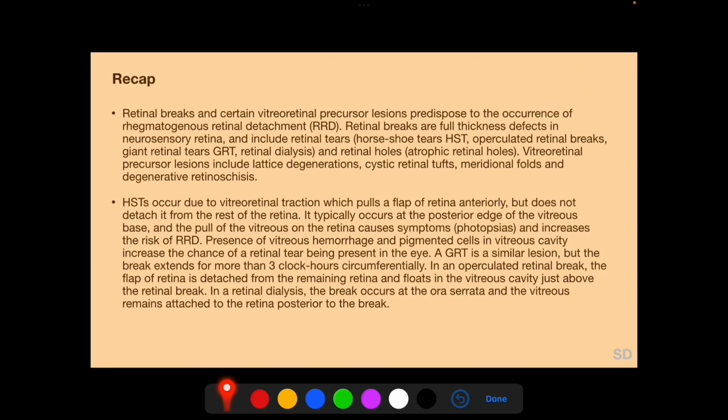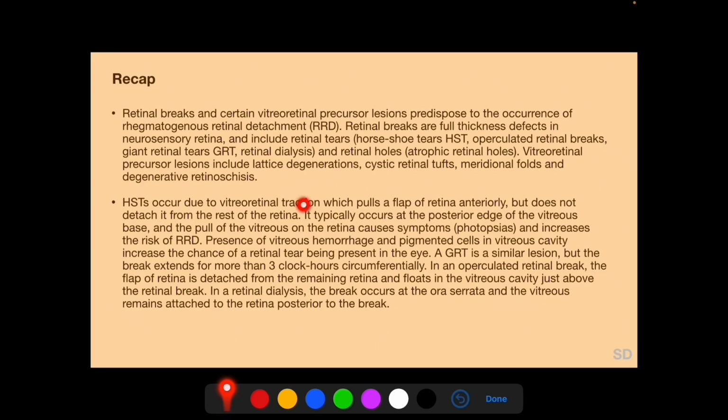To recap the salient points, retinal breaks and certain vitreoretinal precursor lesions predispose to the occurrence of rhegmatogenous retinal detachment. Retinal breaks are full-thickness defects in the neurosensory retina and include retinal tears and retinal holes. Retinal tears can be horseshoe tears, operculated retinal breaks, giant retinal tears, and retinal dialysis. Vitreoretinal precursor lesions include lattice degenerations, cystic retinal tufts, meridional folds, and degenerative retinoschisis.